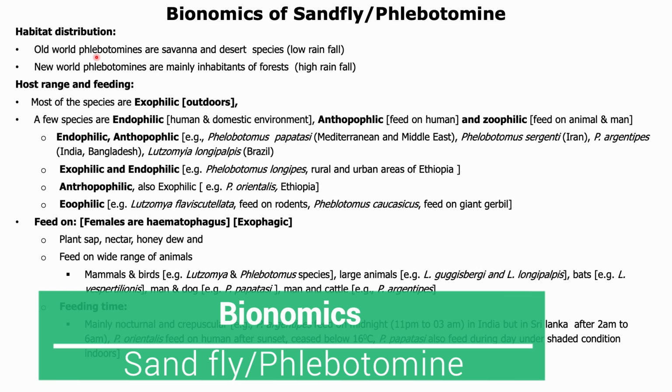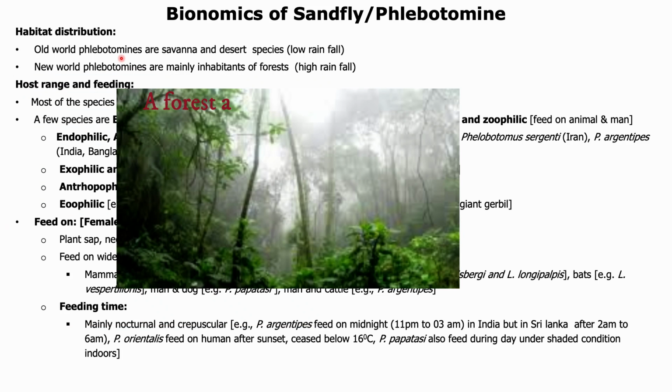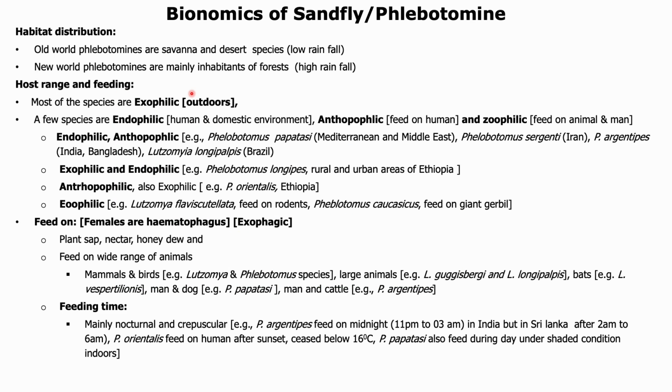Bionomics of sandfly or phlebotomine. Old World phlebotomines are savanna and desert species, whereas New World phlebotomines are mainly inhabitants of forest where high rainfall prevails. Most of the Old World or New World species are exophilic, that is, they tend to inhabit or rest outdoors. A few species are endophilic, arthrophilic, and zoophilic.